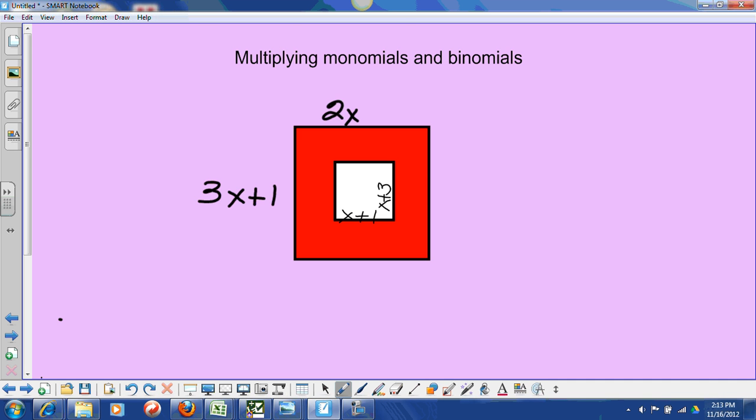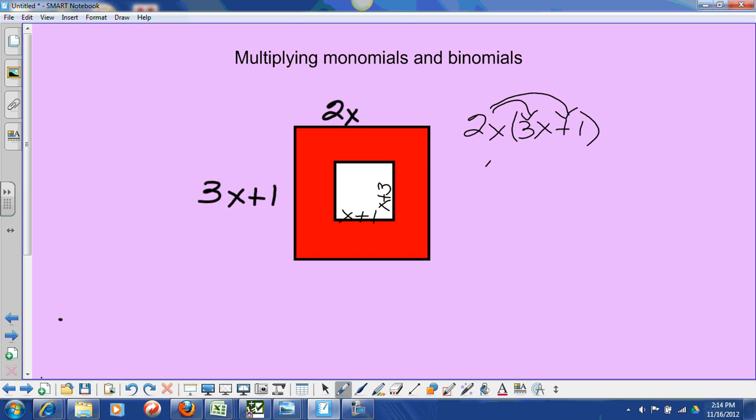So now, in order to find the area of the red part, well, we have to take the whole, let's take the entirety, and then subtract the center part. So what we have is 2x times 3x plus 1. Now this is back to multiply a monomial by a binomial. So I can take that 2x and multiply it by each term in there. Let's do the first terms.